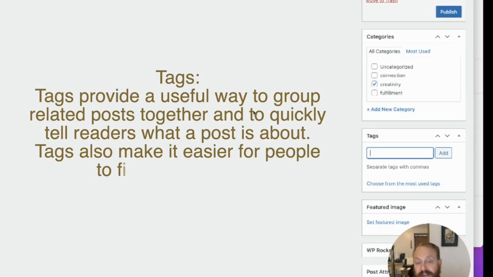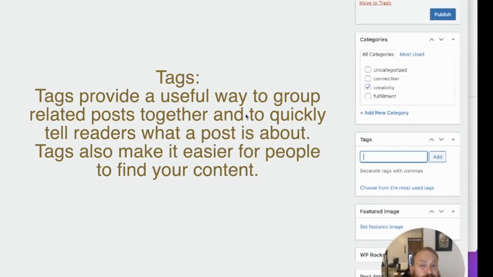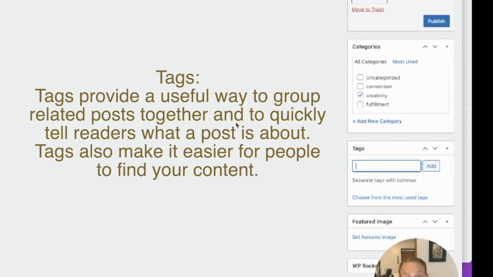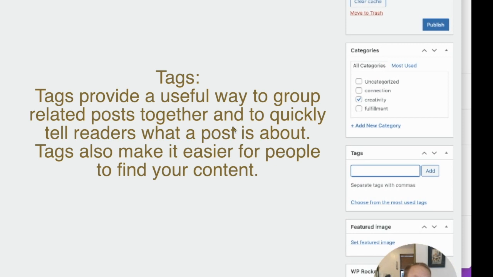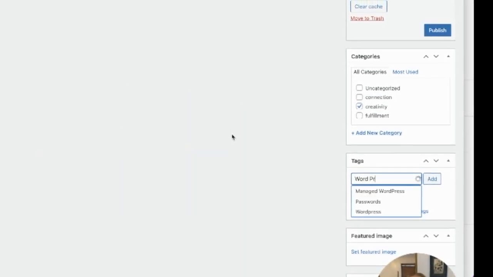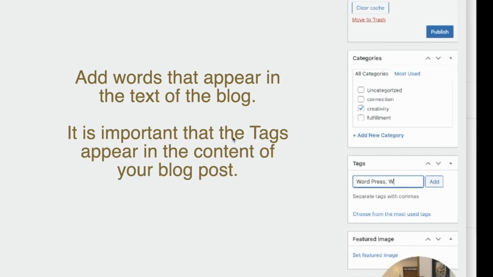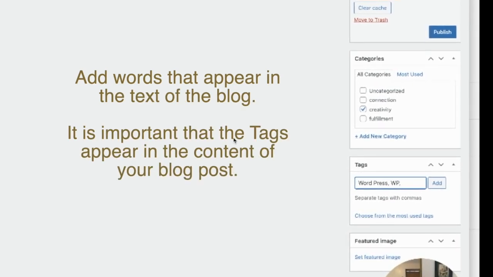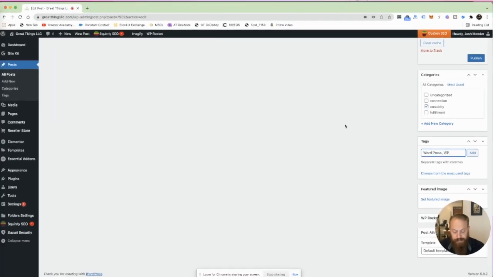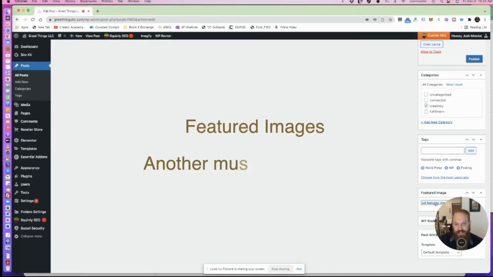Next is tags. So think of tags as free form, very specific. So categories are bulk, organizing large amounts of blogs into different categories. Tags are very specific. So here you can just do free form, and you want to do as much as you can, separate them with commas, but all the tags here should also be reflected in the text of your blog.